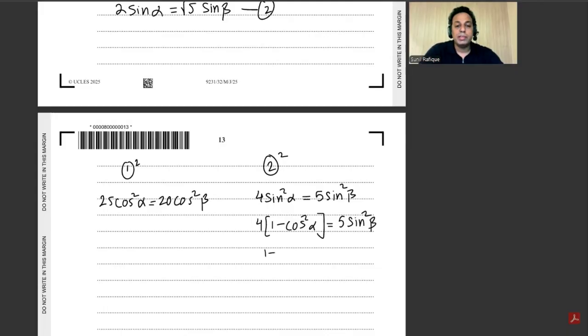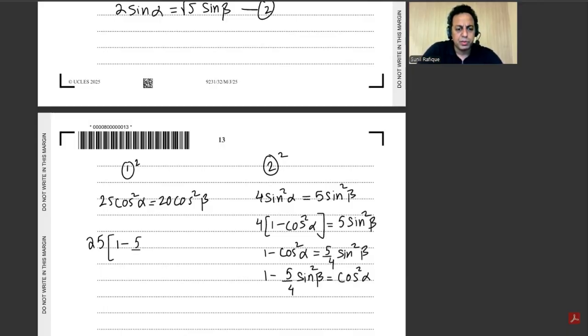So 1 minus cos squared alpha will be 5/4 sine squared beta. So 1 minus 5/4 sine squared beta will be cos squared alpha. Okay? So let's just put it over there. So 25 cos squared alpha, which will obviously be 1 minus 5/4 sine squared beta.